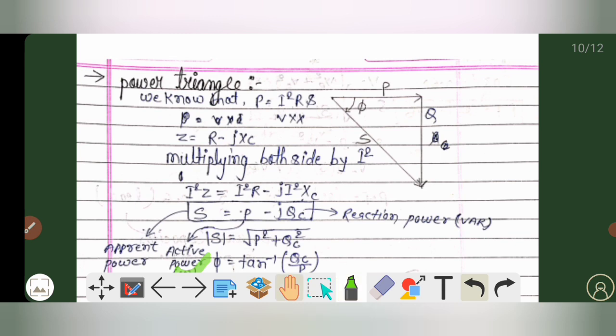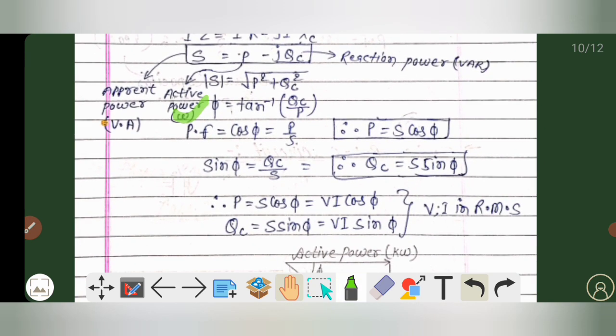And now my dear friends, if you want to calculate the value of power factor, then as you can see here, P by S. And if you want to calculate the value of P, then that will basically come out to be S into cos phi. Similarly, my dear friends, we can derive all these formulas from this given power triangle.